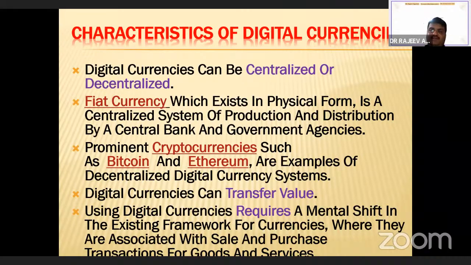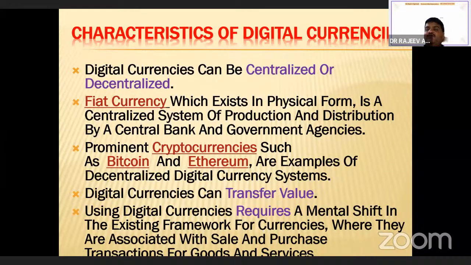Now, what do you mean by centralized? Centralized means, in short, it is owned by the government. Whichever country it is, that country owns that currency. That is a centralized currency, meaning it is controlled by a center. What is fiat currency? It is the local currency of that particular country. For India, the fiat currency is the rupee. This fiat currency is a physical form of currency. It's a centralized system of production and distribution by the central bank or government agencies.